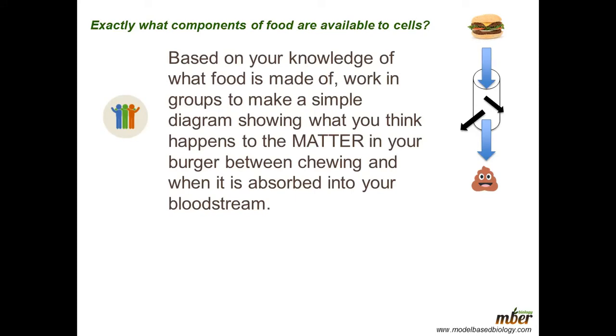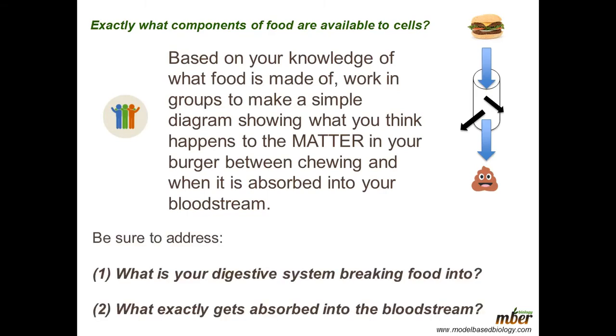So, based on your knowledge of what food is made of, work with your partner to make a simple diagram showing what you think happens to the matter in your burger between chewing and when it is absorbed into your bloodstream. Make sure you address what your digestive system is breaking food into and what exactly gets absorbed into the bloodstream. You don't have to write this down, but talk to your partner and figure that out. I think as snow leopards, you should know what this is already, but just check in with each other. So put me on pause and do that.